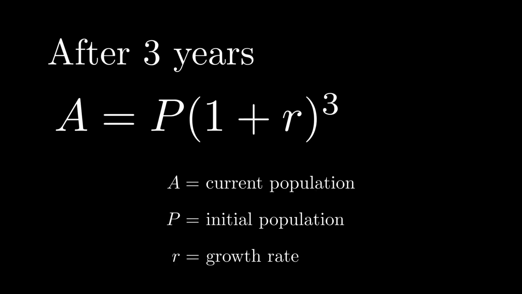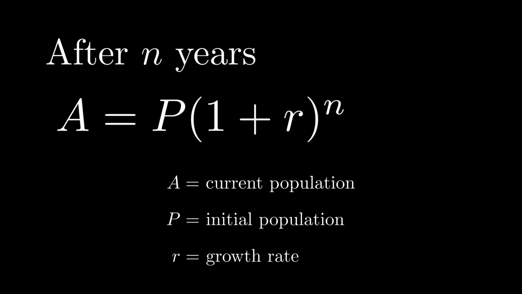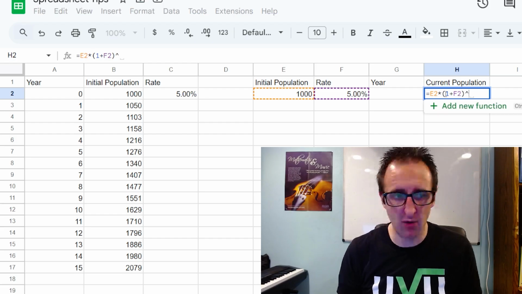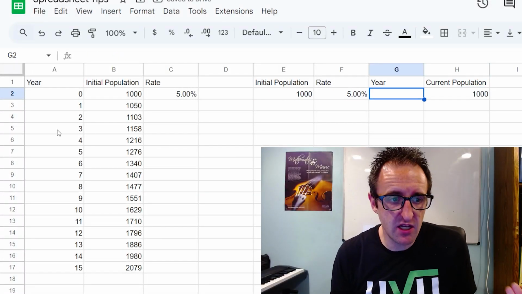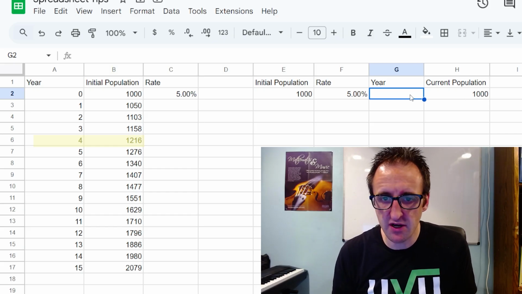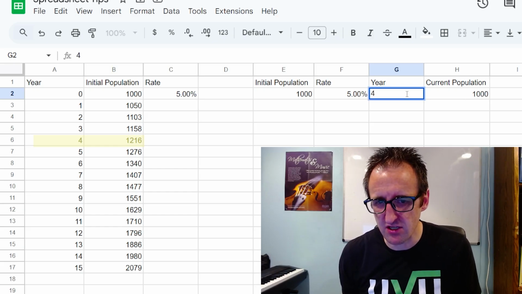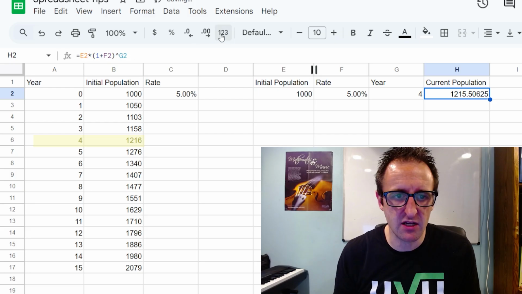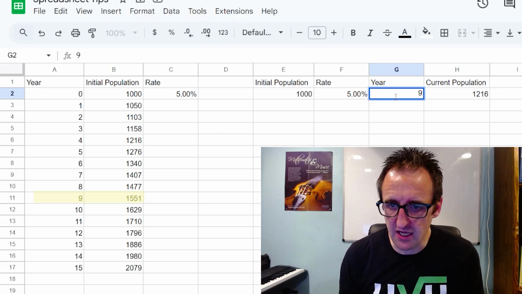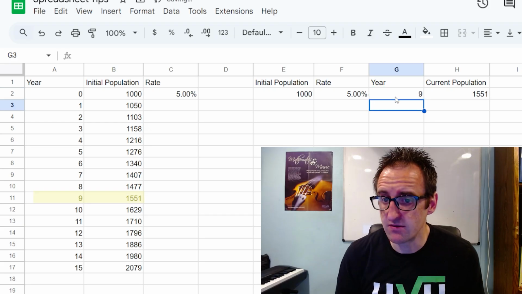And so I can actually find out what the current population would be at any year if I just take this value 1 plus F2 and raise it to the power of whatever year I'm on. So I'm going to raise this to the power G2. Let's put in a year, say year 4. If I do that, this value here should give me 1216, although it probably will give it to me as a decimal, which we'll have to correct by getting rid of those decimal points. If I give it a different year, year 9, it should produce 1551, which it does.